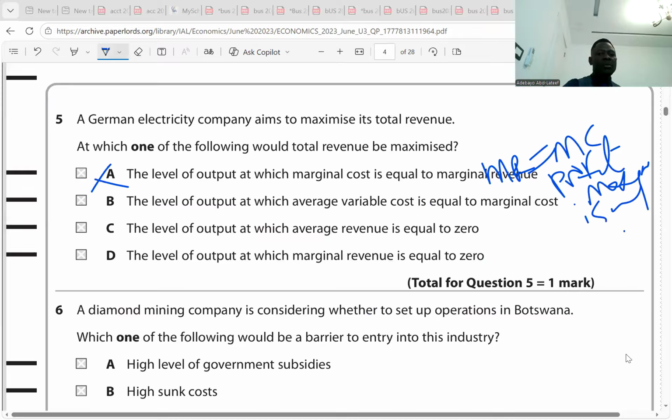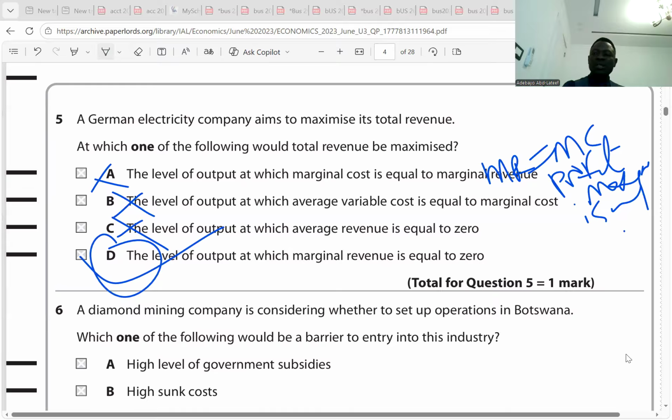So it's not A. B, the level of output at which average variable cost is equal to marginal cost. That will not make total revenue maximized at that point, so it's not B. C, the level of output at which average revenue is equal to 0. If the average revenue is equal to 0, it's not C. D, the level of output at which marginal revenue is equal to 0, and that is the answer there, because at that point, the firm will be able to maximize its total revenue. So for question 5, it's D.